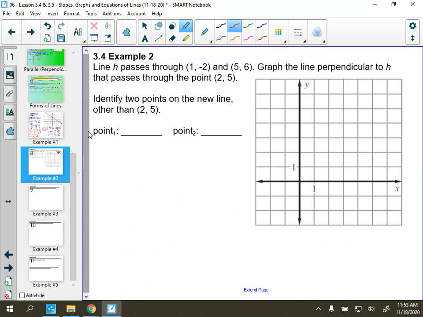All right, so example 2. We've got a line, so let's read through it. We'll talk through it together. Line H passes through this point, 1, negative 2. Where is that? 1, negative 2 is down here. And then it also passes through the point 1, 2, 3, 4, 5, 1, 2, 3, 4, 5, 6. So line H, why not? Let's just put that on here. Oh, I'm going to redo that. That's not very good.